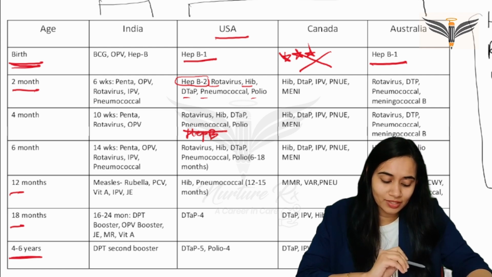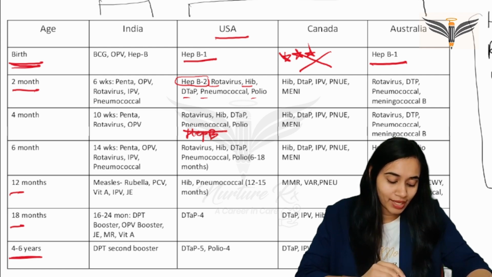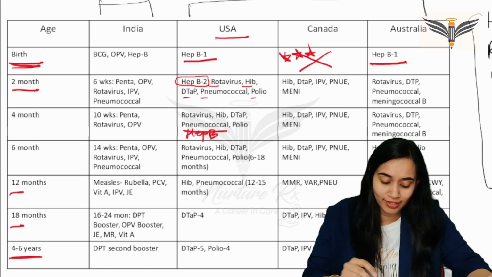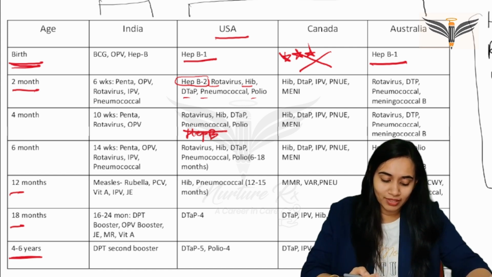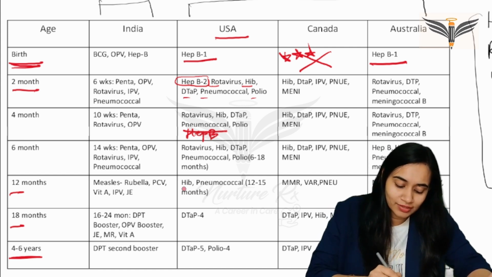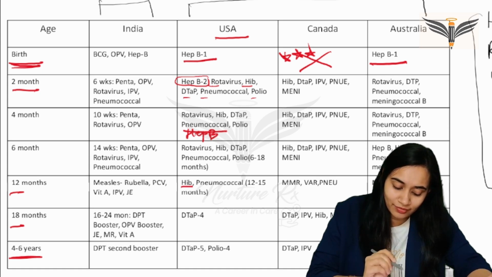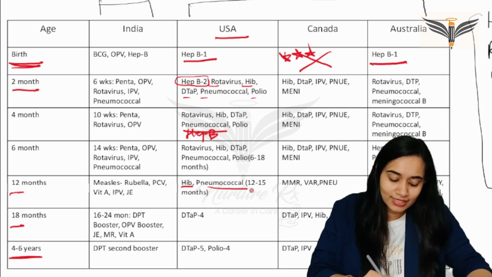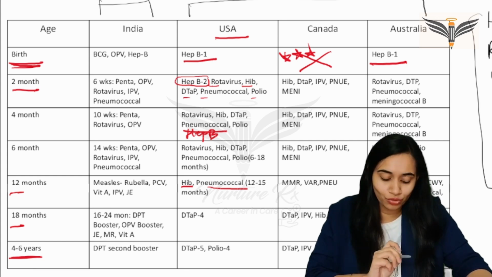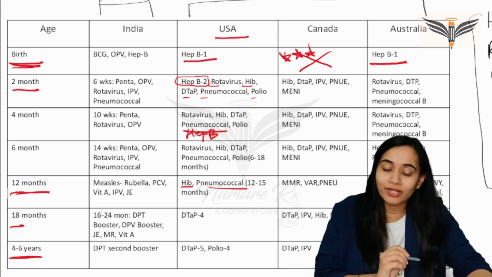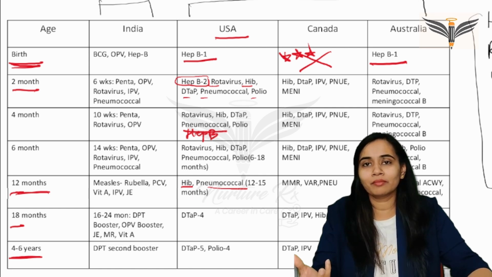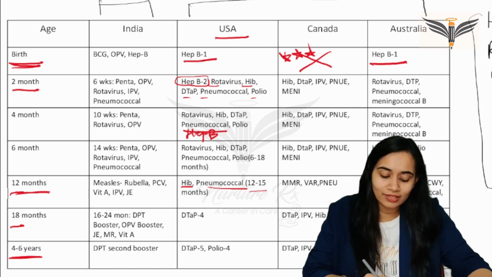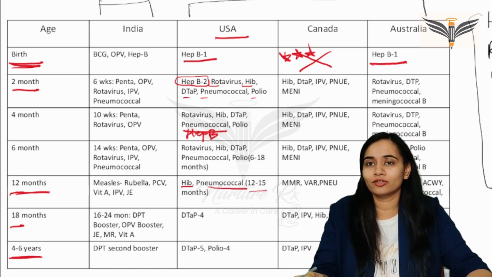Okay, so hepatitis B is not there in the 4th month. Again, at 6 months, rest of the vaccines are there, but hepatitis B is not there. Coming to 12 months. At 12 months, only hepatitis B is given and pneumococcal vaccine is given. And there is slight difference in the timing of pneumococcal vaccine. So we are saying here that it is given at 12 months. So you can roughly remember it as 12 months, but it is given anywhere between 12 to 15 months.